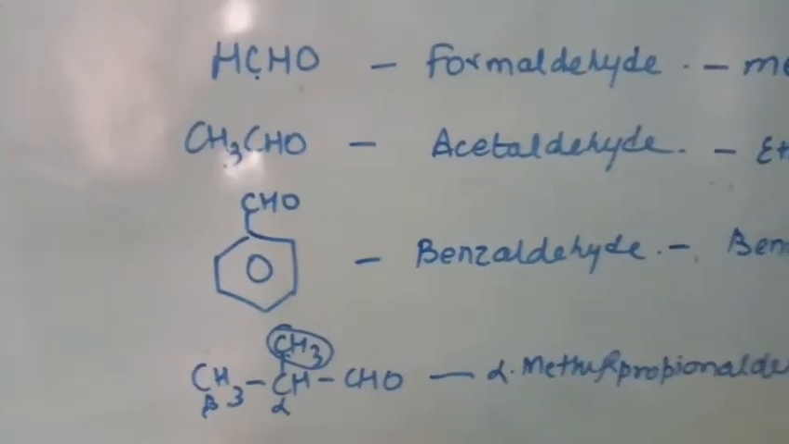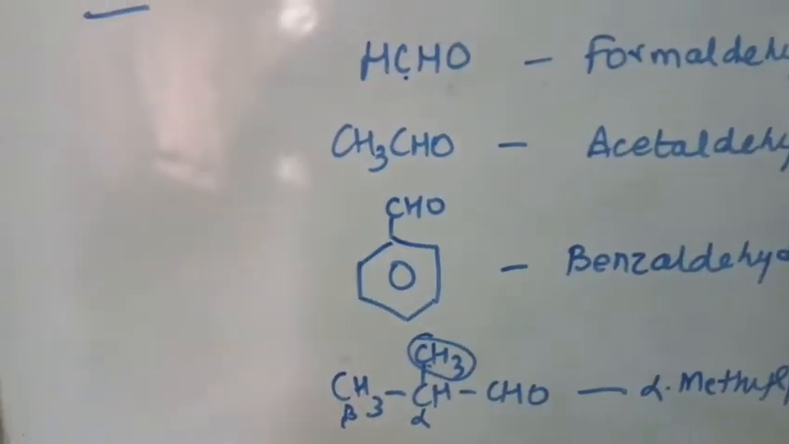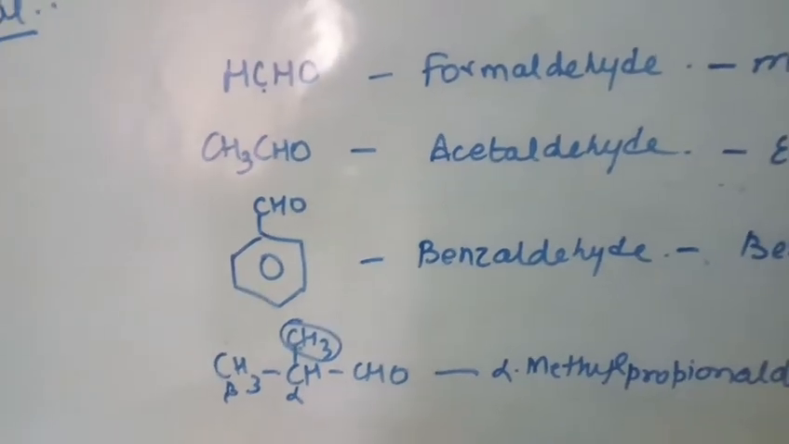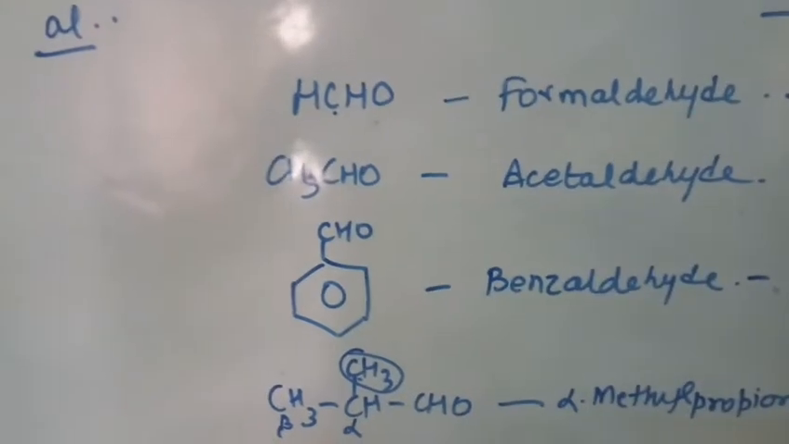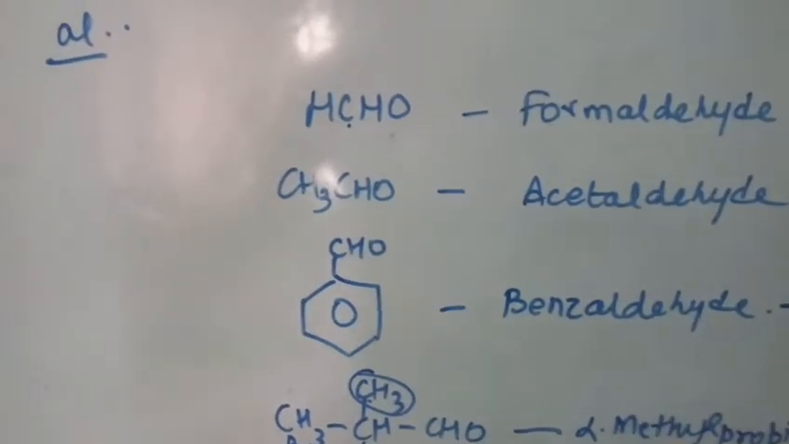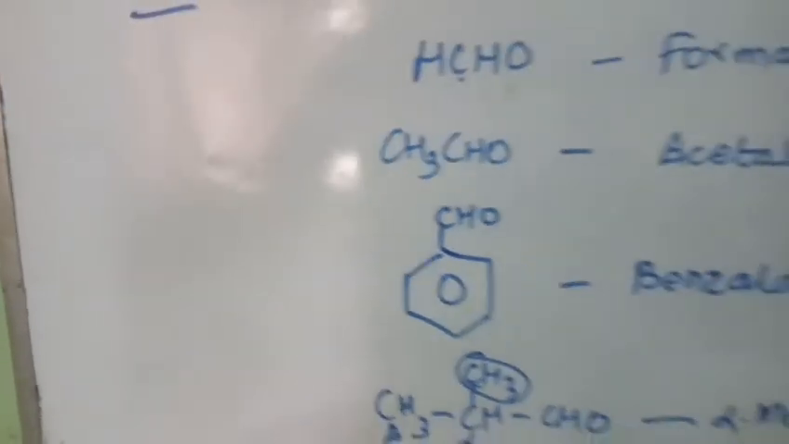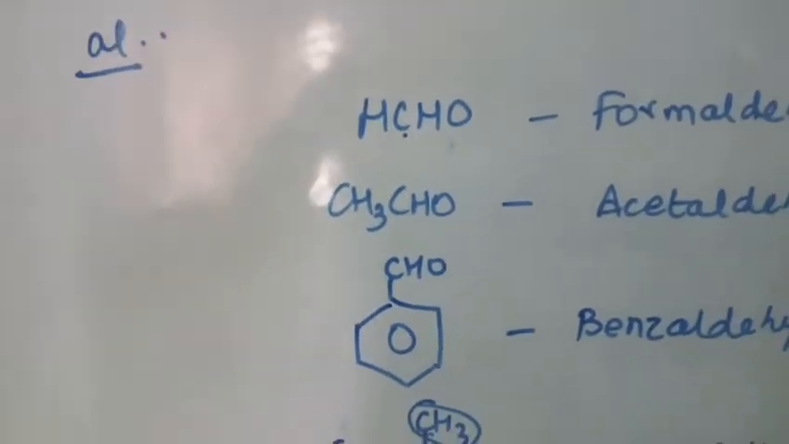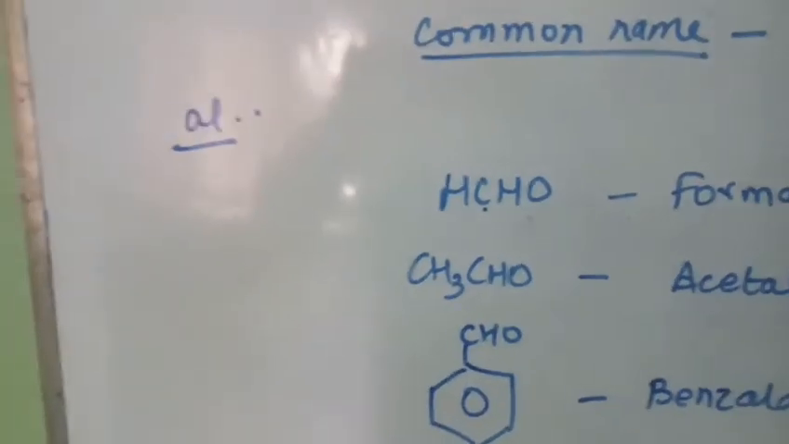So if a common name has to be given, then the position is indicated by alpha, beta, gamma, delta, right? The carbon next to the functional group is the alpha carbon, next is beta, next is gamma, and then delta, like that. If the IUPAC name has to be given, then 1, 2, 3 are used, such as the name of the same compound in IUPAC nomenclature is 2-methylpropanal. Understood? So this is how the nomenclature of aldehydes is done. Now let us come to the nomenclature of ketones.